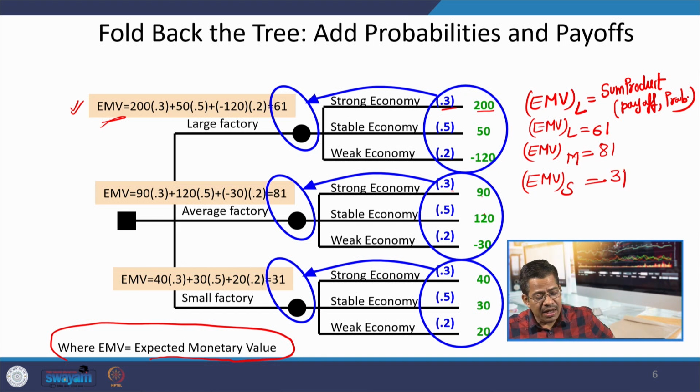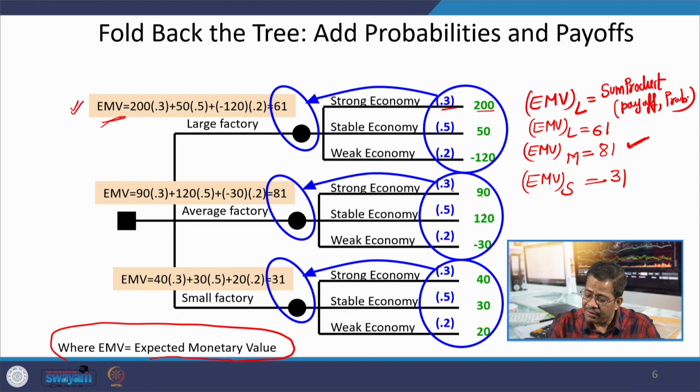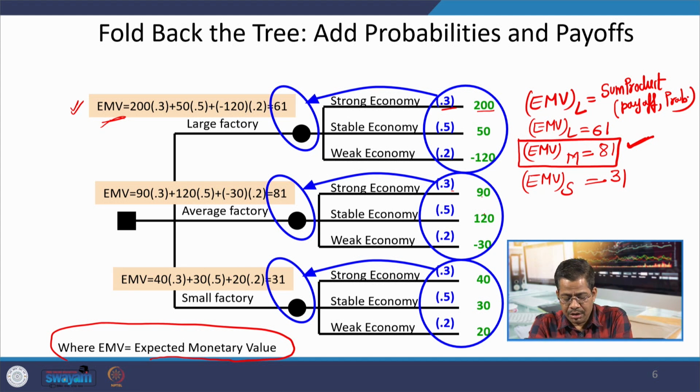Now, out of these three expected monetary values, it is very easy for you to make a decision. Since expected monetary value is highest for the medium size factory, we have written it as average factory, you will always take a decision for this particular case. You have maximized your expected monetary value by opening the medium size factory, and this is how you can take decisions without much difficulty.